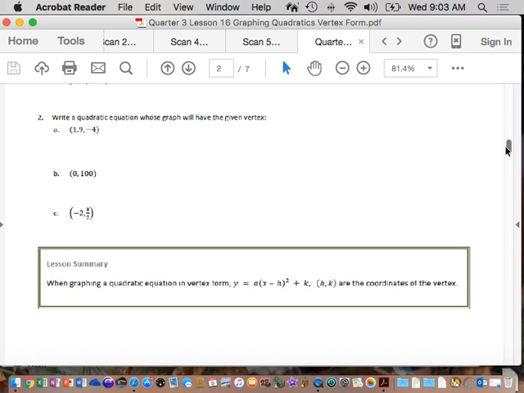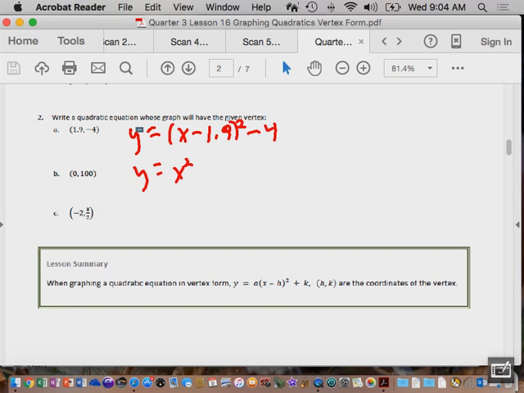Now let's go to writing the equation. I'll write the first one. Ready? Y equals x minus 1.9 squared minus 4. Right? I just reversed it. That says positive 1.9. What's the next one? Y equals what? x squared, or x minus 0 squared, either one, minus 100. Plus 100. The vertical shift stays the same. The horizontal shift gets reversed.